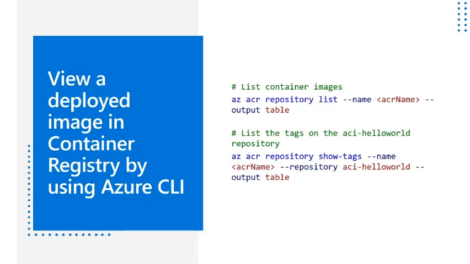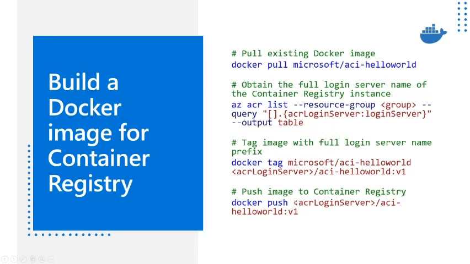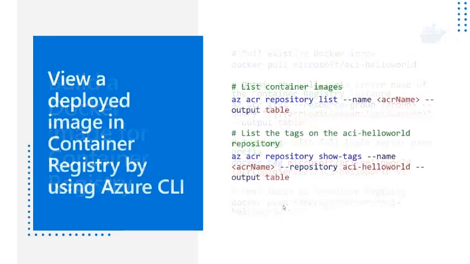And then we use az acr repository show-tags with the name of the ACR and the repository, with the output as a table, which shows the tag, as we used the tag here in this one, hello world v1. So it should show the tag in this output as v1. So the result will be v1.